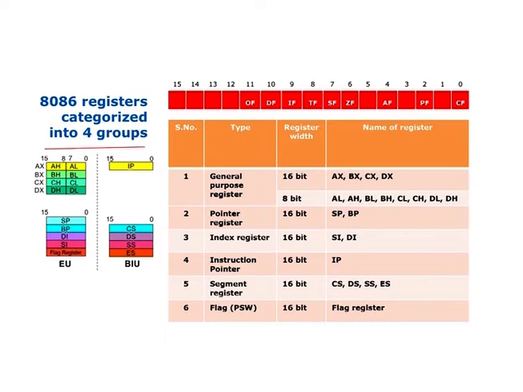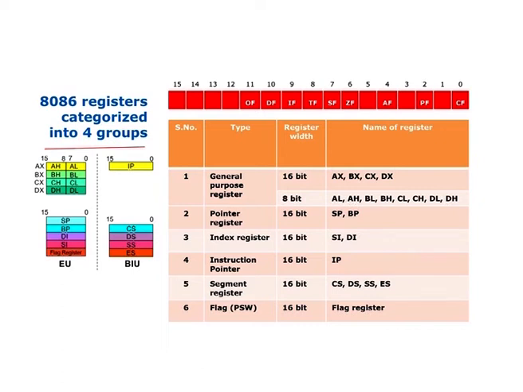Third one is the index register. It again includes two registers, that is SI, the source index register, and DI, the destination index register. Again these two are 16-bit registers. Next we come to segment registers. Segment registers include CS, that is code segment, DS, that is data segment, SS, that is the stack segment, and ES, that is the extra segment. All these four are 16-bit registers and are used to hold the segment address.